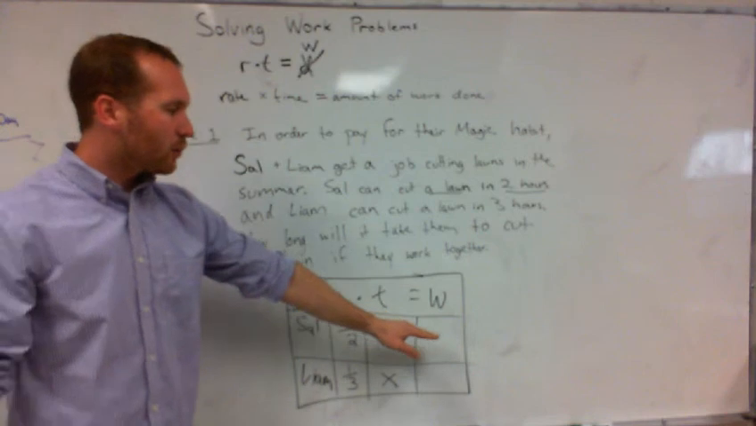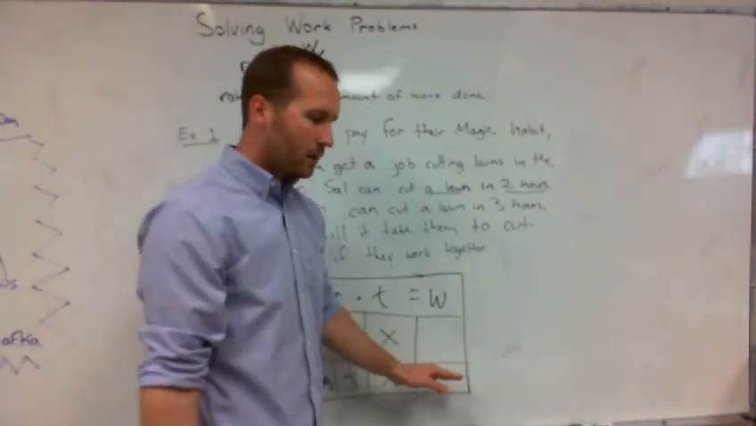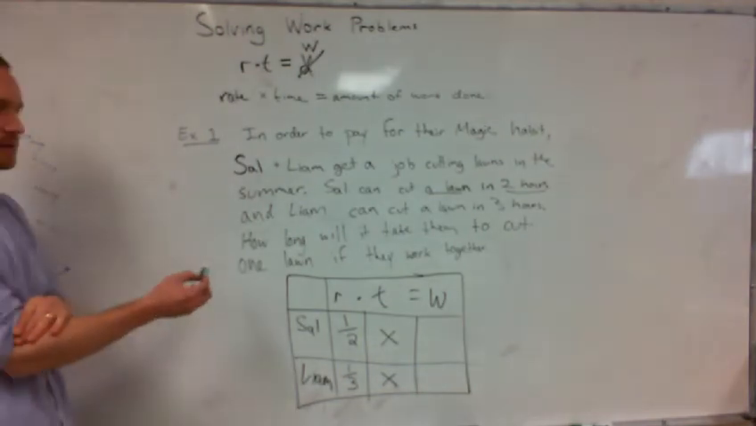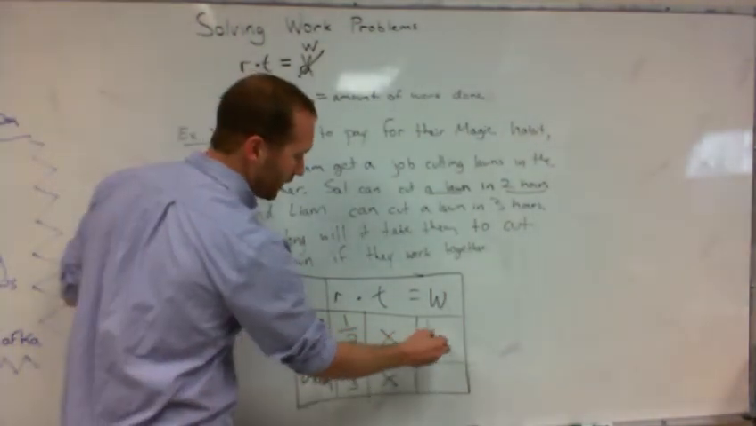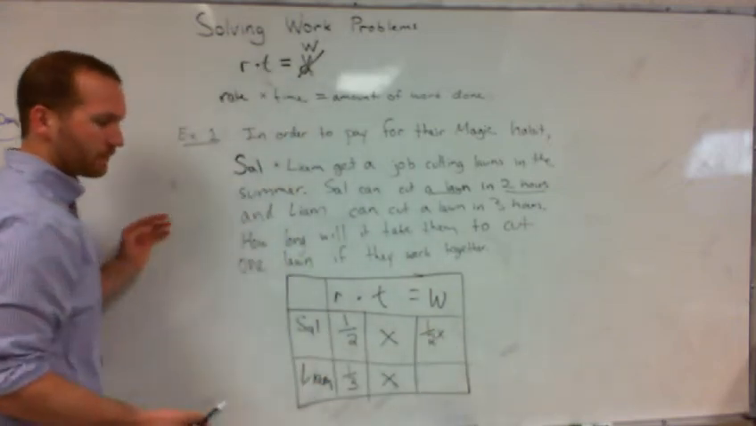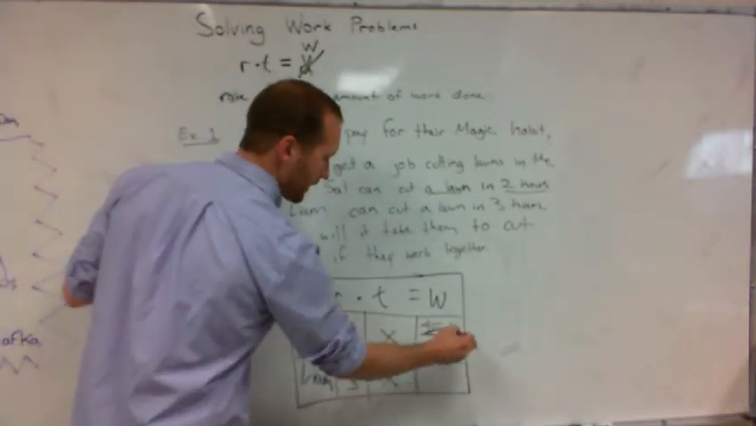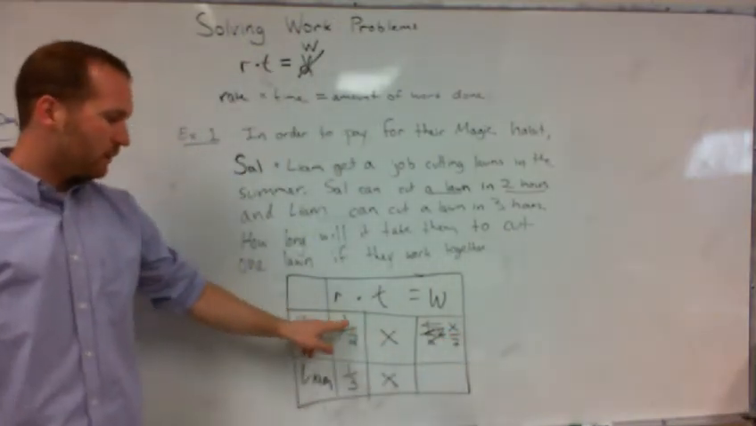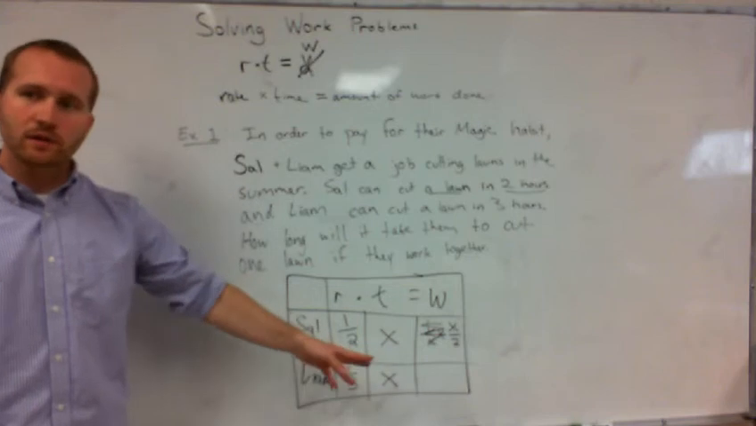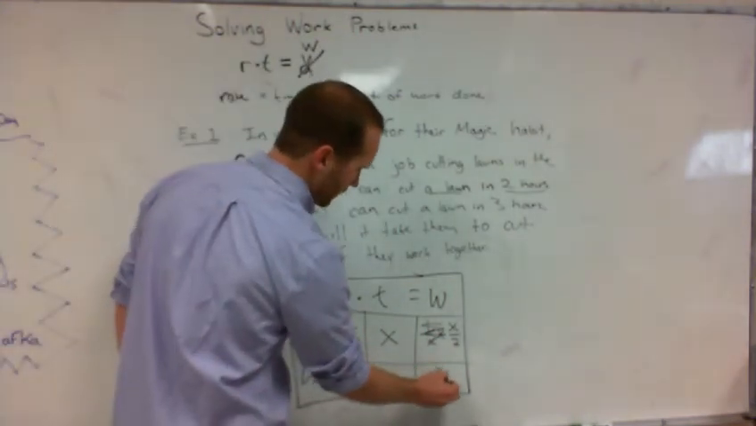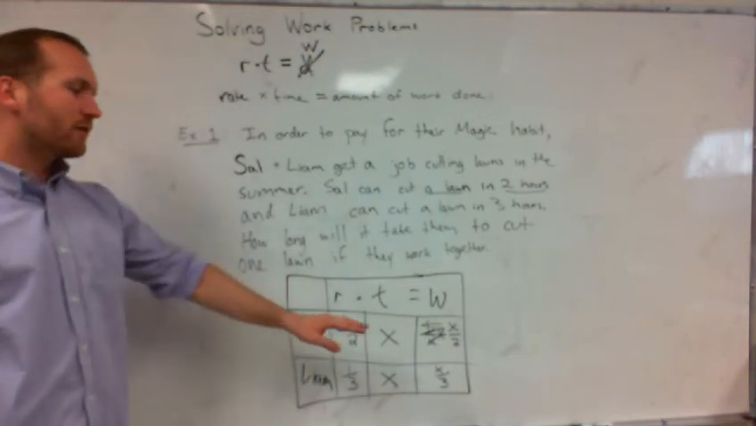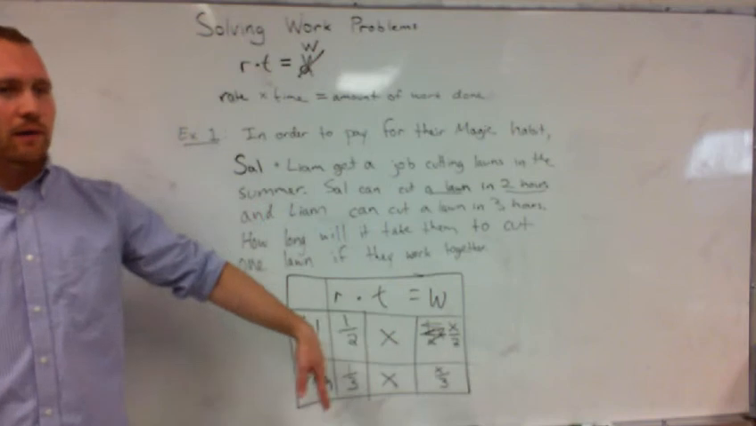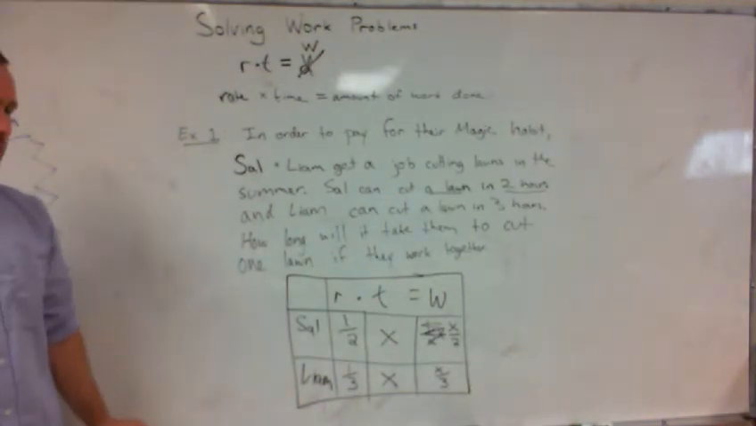Now, to get the work column here, we're just going to multiply the rate times the time. And generally the way that you'll write these is with the x up in the numerator. So I could write this like this, 1/2 x. But I think it's going to be a little easier to just write it as x over 2. So Sal was x over 2. What's Liam's work going to be? x over 3. And this isn't really important for solving the problem, but this is telling us how much of the work Sal is doing and how much of the work Liam is doing. Okay?